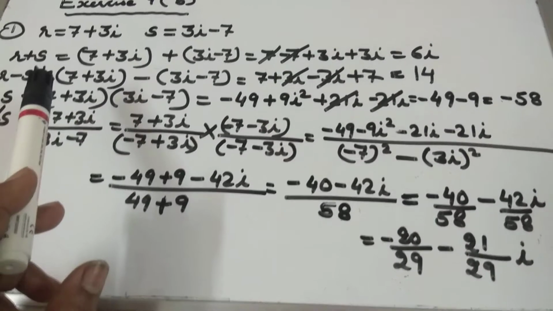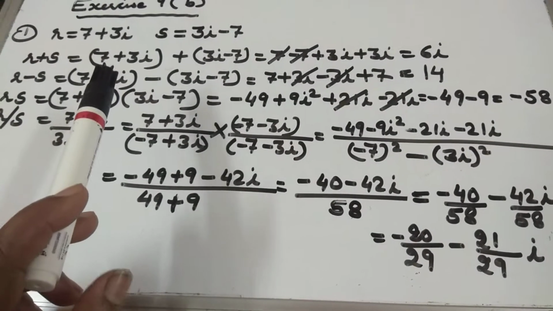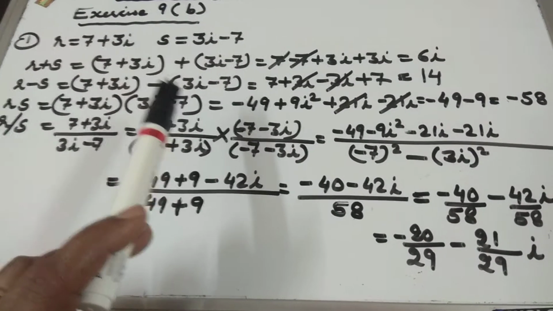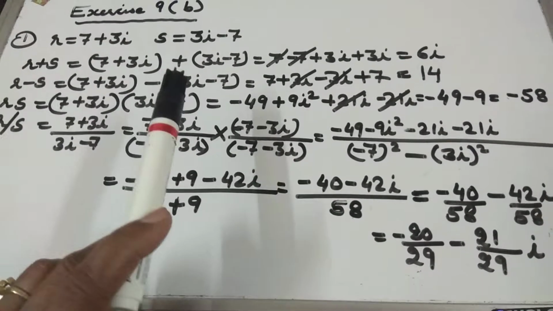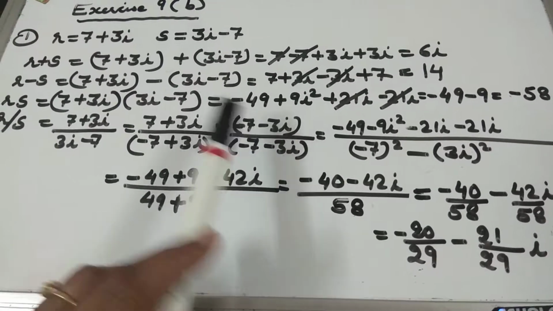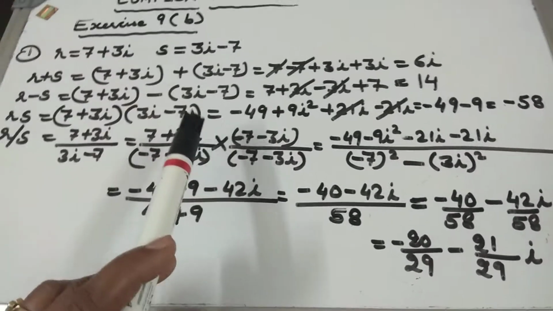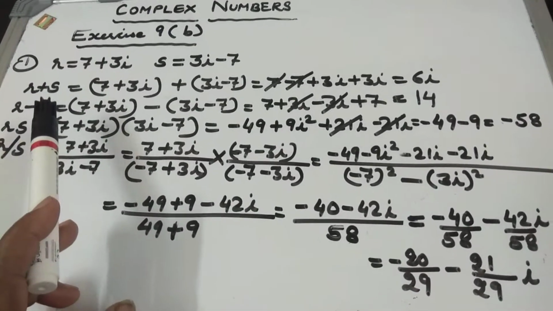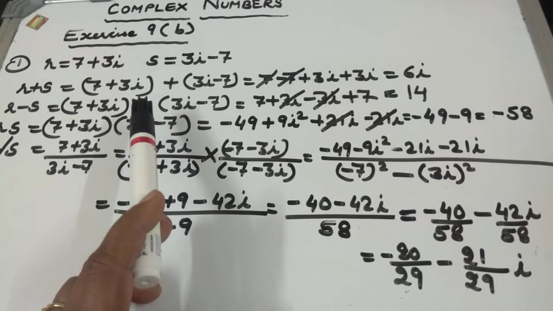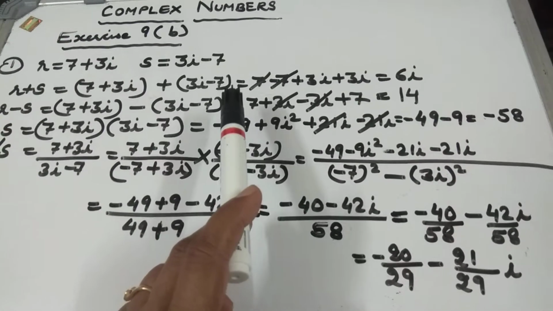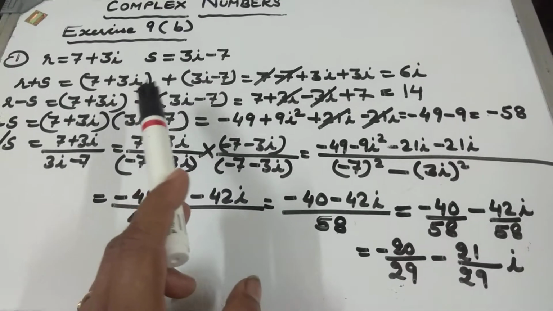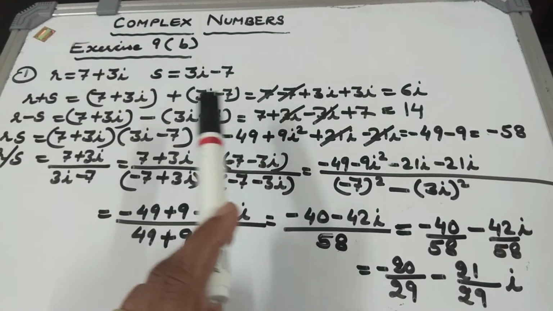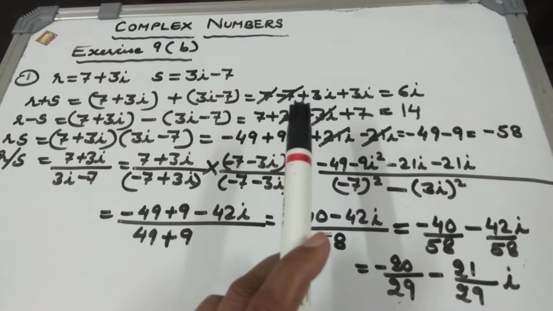Now r plus s. As I told you just now, addition and subtraction is not a problem because there you can collect the like terms, that is, real part and imaginary part separately, and then simplify the complete expression and get the answer. So in this case, r plus s is (7 plus 3i) plus (3i minus 7). I have made the brackets so as to distinguish both the terms and not create any confusion later on.